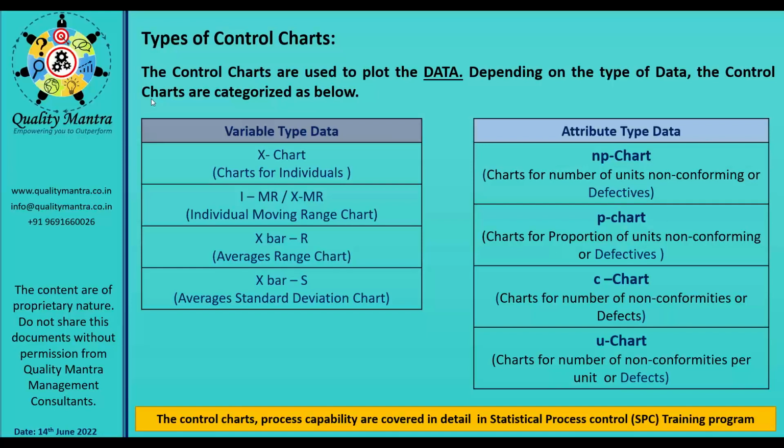Now there are various types of control charts. Okay. Now control chart, you understand what the control chart is? Control charts are used to plot the data. The process data you have is plotted using a control chart, and you will monitor the trend. You will monitor that trend and take action based on the behavior of the trend.